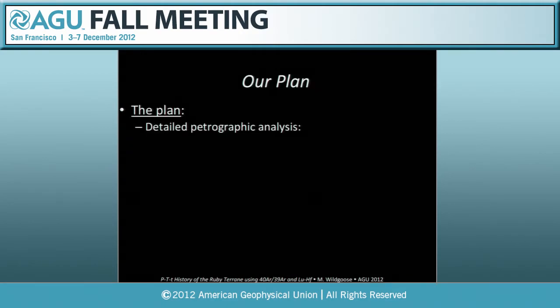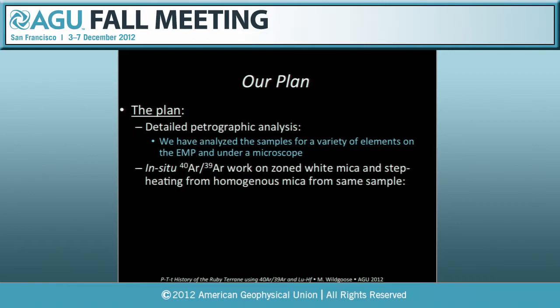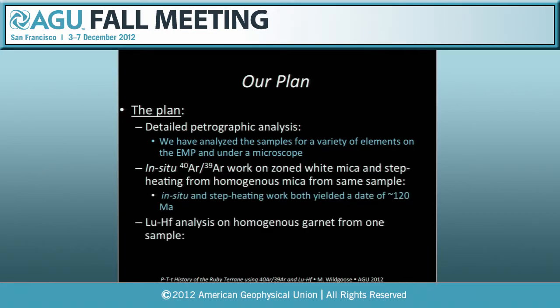So our plan was to do first a lot of detailed petrographic analysis. At UC Davis, we have a microprobe, so we've done a lot of microprobe analyses on various elements, a lot of petrographic analysis. We did argon work at the USGS in Denver, both in situ and step heating on homogeneous mica. The in situ, we tried to target zoned mica, which I will get into in a second. So both work, which we did in the fall, yielded a date of about 120 million years, which was new data for us. And then we also did lutetium hafnium analysis on homogeneous garnet from one of the samples with Dr. Jeff Ward at Washington State. And this yielded two dates of about 160 and 132, which I will get into at the end.